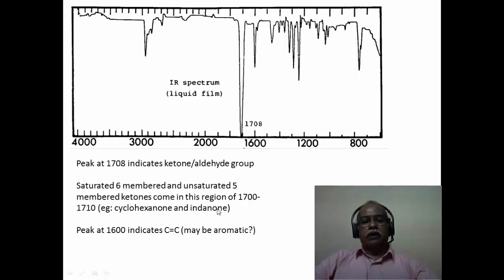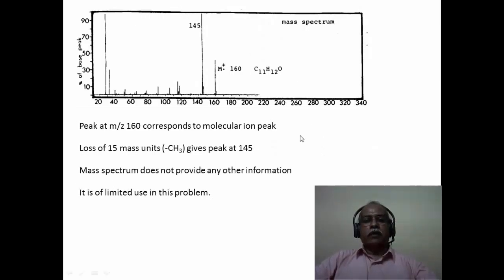Indanone, which is a fused bicyclic system, comes around 1705 or so in the carbonyl stretching frequency. This is an alpha beta unsaturated system, whereas this is a saturated system. So one needs to distinguish whether it is because of a saturated 6-membered ring or an unsaturated 5-membered ring. As we proceed, we have to see this particular peak. The peak around 1600 might be because of C double bond C, which may be due to aromatic in this particular case. This is the mass spectrum of this compound.